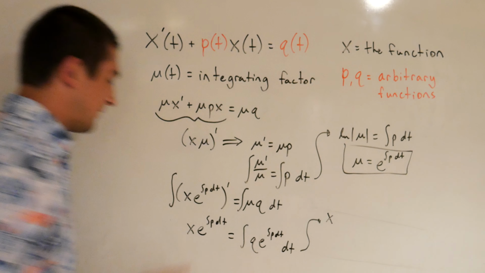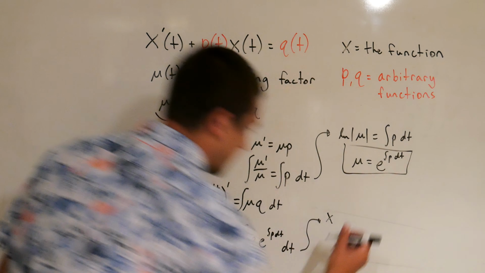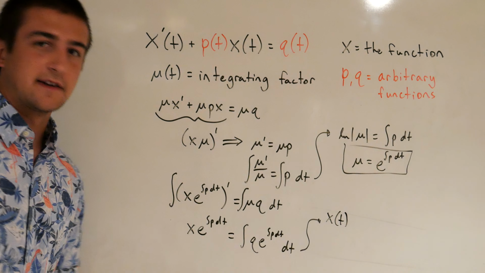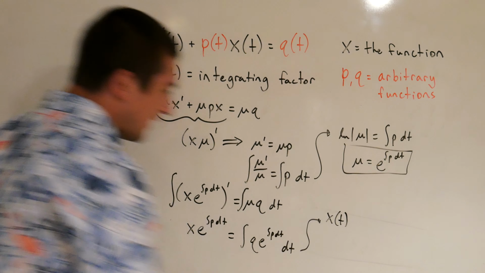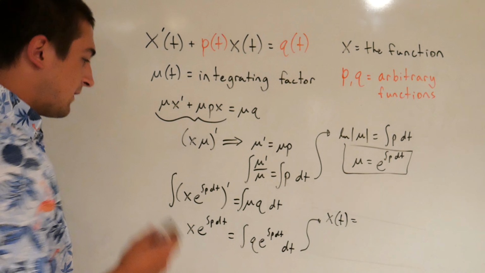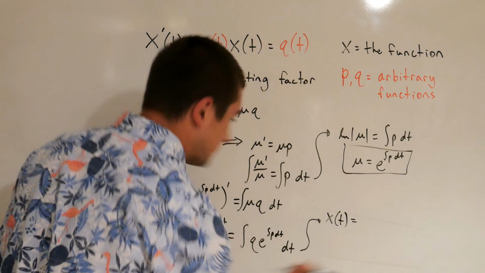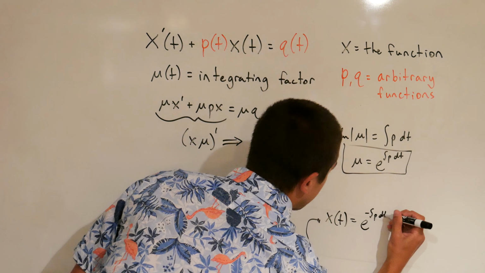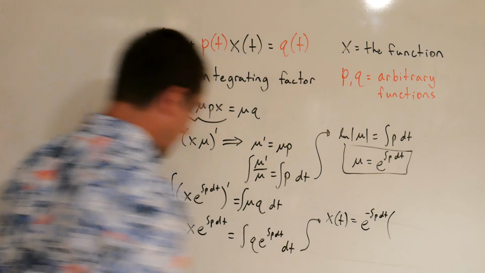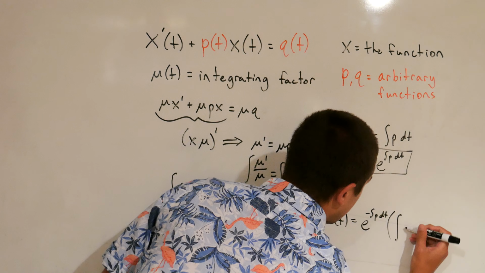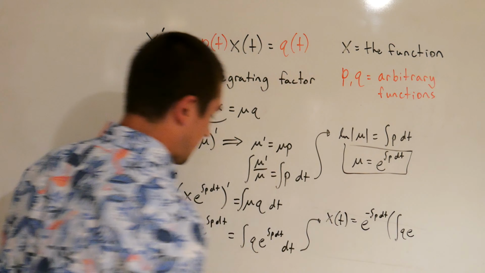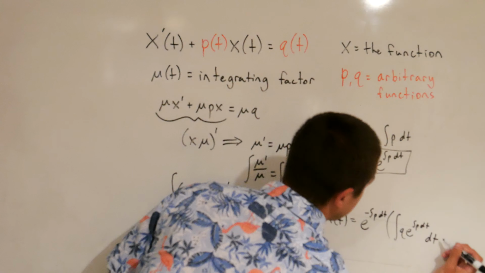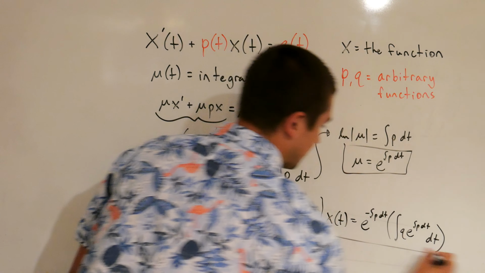Dividing both sides by e to the integral of p dt. Okay, so our function, x of t, our general solution to a first-order linear non-separable differential equation, is equal to e to the minus integral of p dt times the integral of q e to the integral of p dt, and then all dt. And that is the general solution.